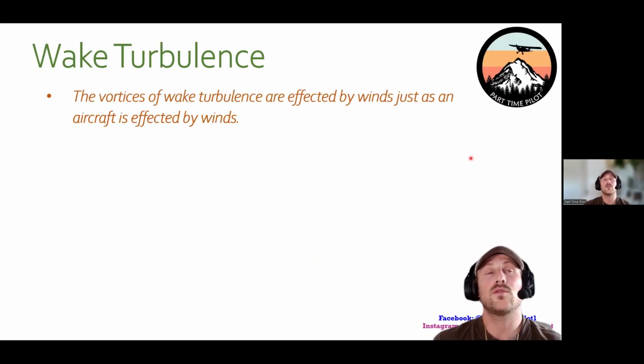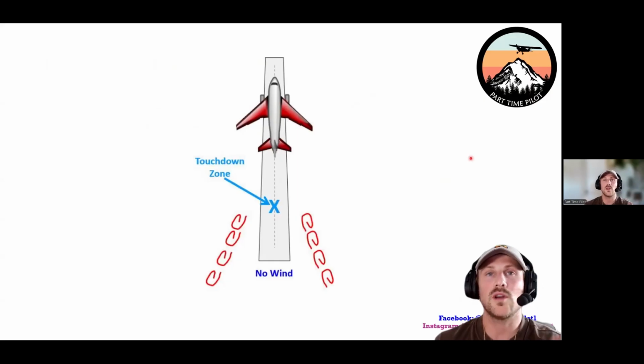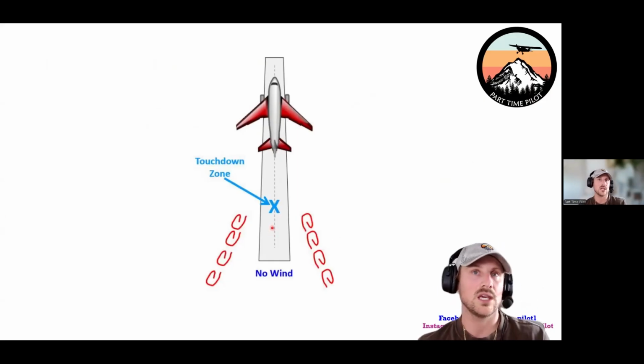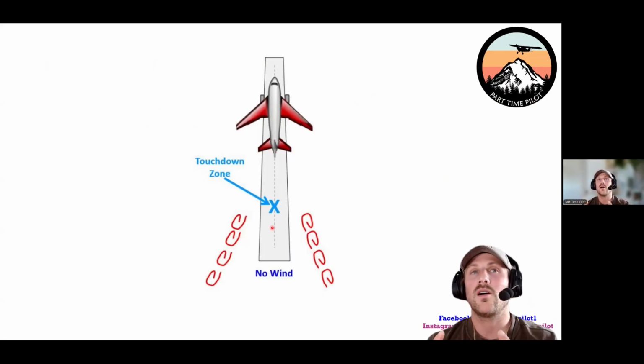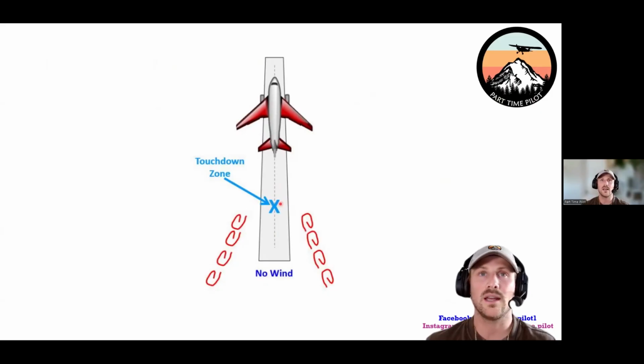All right. The vortices of wake turbulence are affected by winds just as an aircraft is affected by winds. So let's show what I was talking about with the crosswinds, and maybe a tailwind as well. They also add to the hazards we have to keep in mind. Let's say this aircraft just came in to land and it landed right here, and now it's rolling out. These are the wake vortices, propagating down towards the ground. This is no wind, so they're just going to continue to look like this shape after the aircraft lands.